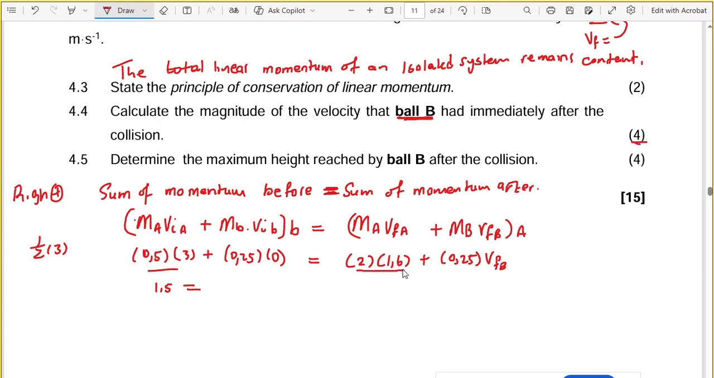What is the answer on your calculator? What is half of 1.6? 0.8, 0.8 plus 0.8 is 1.6, right? Yes. So this will be 0.8, and then we add 0.25, the velocity of that B. So I'm going to move this one this side to be negative. So this will be 1.5 minus 0.8. It's equal to 0.25 VFB.